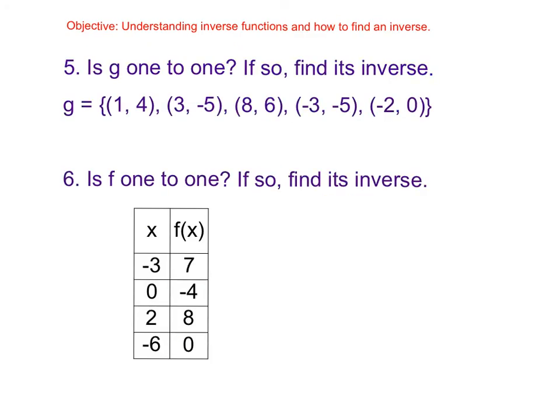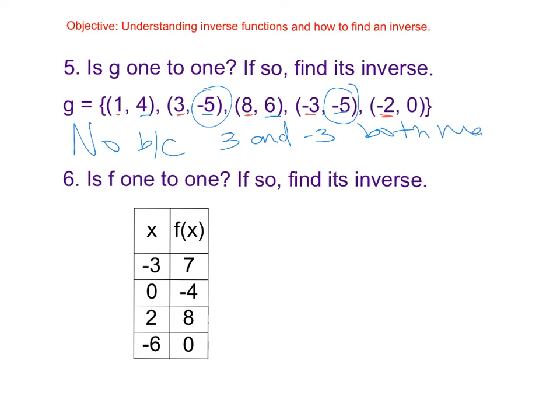All right, is g 1-to-1? If so, find its inverse. So let's check, is g a function? So we got 1, 3, 8, negative 3, negative 2. So all of those are different, so it is a function. And now let's check the range. 4, negative 5, 6, negative 5. So that's a no, because 3 and negative 3 both map to negative 5.